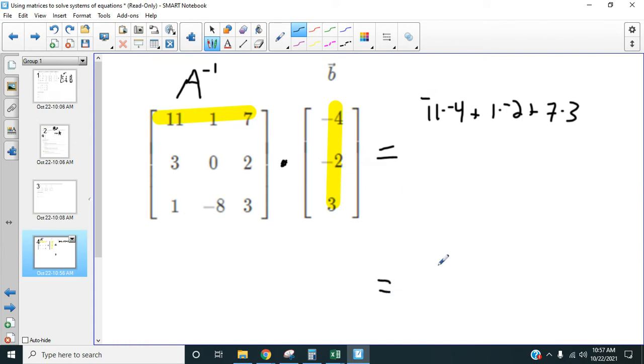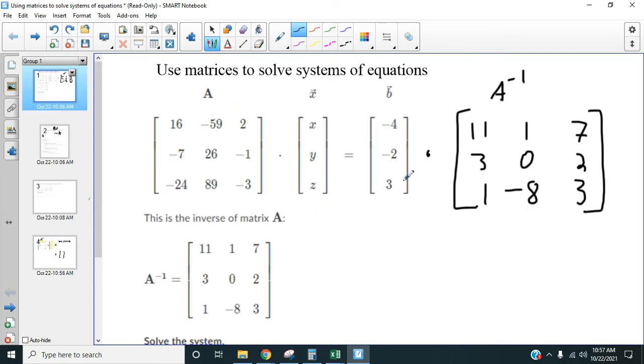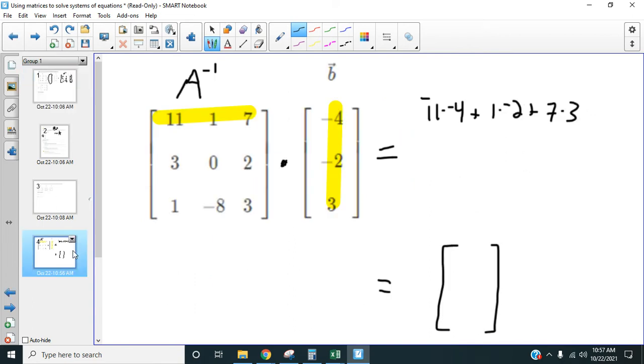Let's go ahead and simplify that. What's nice on these is you know what the matrix should end up like. Here's what I mean. You're going to end up with that. Your answer is going to be just one column with 3 numbers in it. Okay? So right up here, we had 11 times negative 4. That's negative 44, right? Negative 44 plus negative 2, that's negative 46, plus 21, negative 25. There we go.